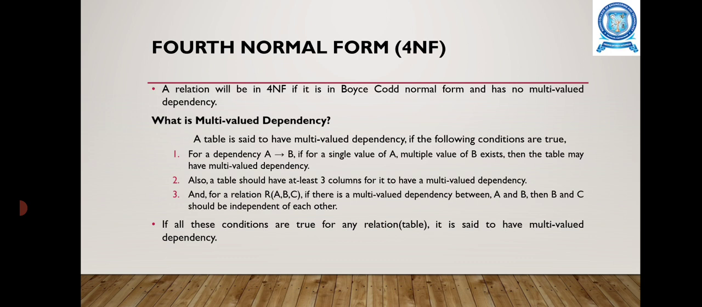Then, for a relation of A, B, C, if there is a multi-valued dependency between A and B, then B and C should be independent of each other. If all these conditions are true for any relation, it is said to have a multi-valued dependency. But in fourth normal form, the relation must not have a multi-valued dependency. So we have to eliminate the multi-valued dependency from the table. Then the table becomes fourth normal form.